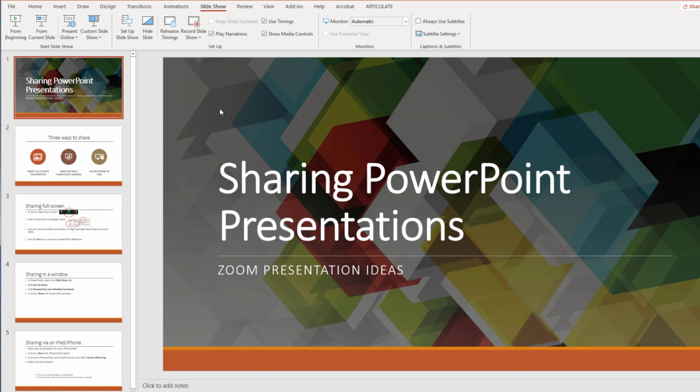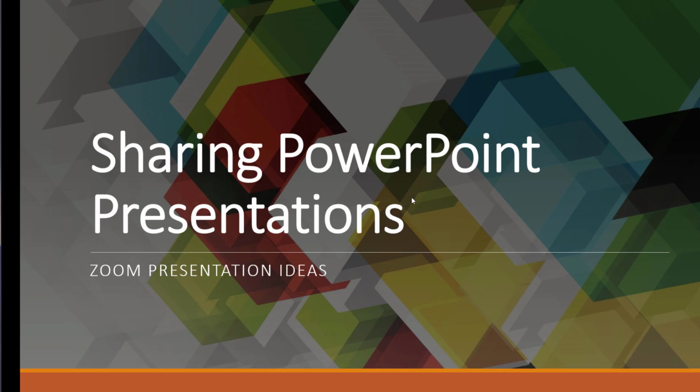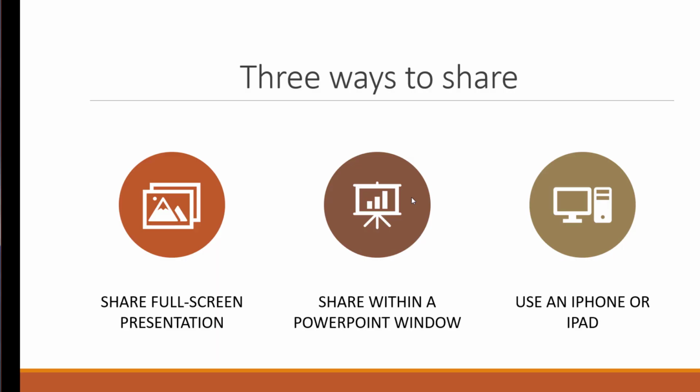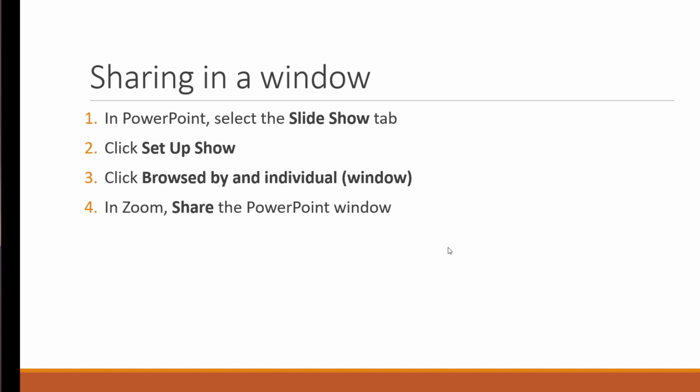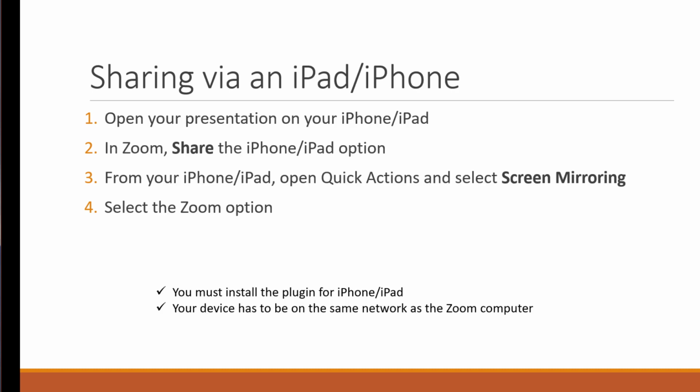The slideshow will take up the entire screen, although you should see your Zoom floating control bar. You cannot see PowerPoint's controls or any other apps on your screen in full screen mode. Advance the slides by clicking the slide, using the mouse scroll wheel, the arrow keys, or the page up and page down keys. Press the Escape key to exit the slideshow and return to your desktop.